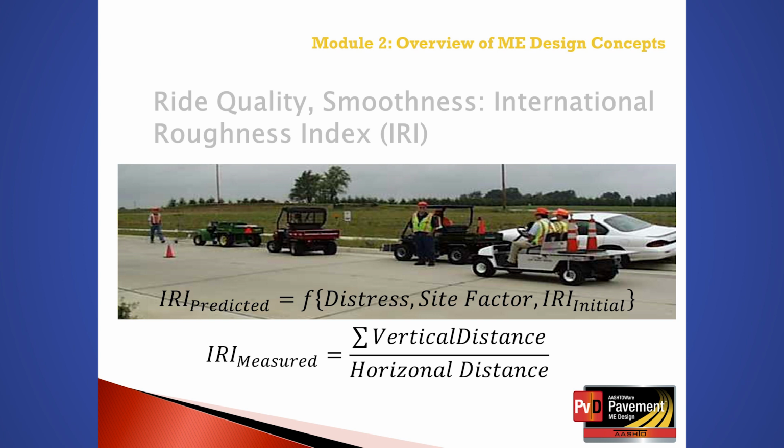IRI is measured by different pieces of equipment shown on the screen and represents the cumulative differential vertical displacement within a specific horizontal distance along the roadway. The units of IRI are inches per mile. No critical mechanistic response parameter is used to calculate IRI. As such, IRI is predicted using empirical regression equations included in the PMED software.